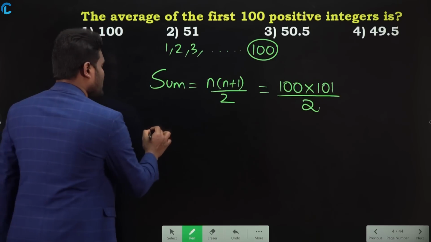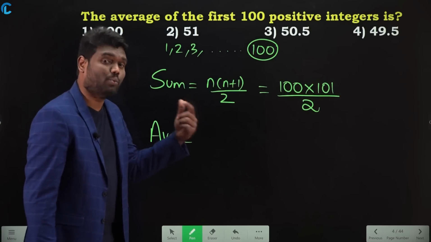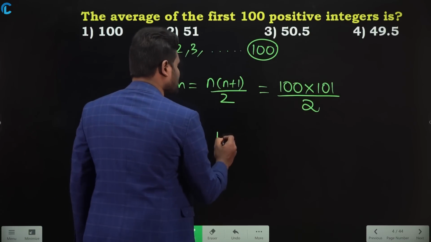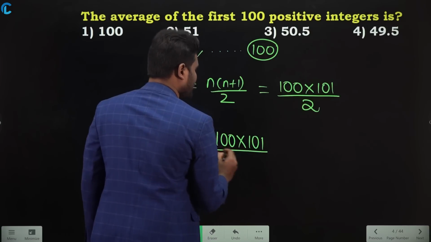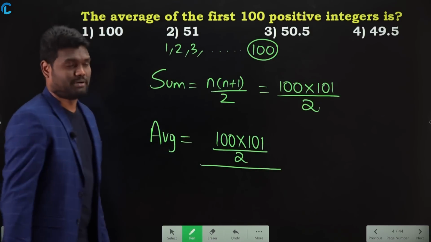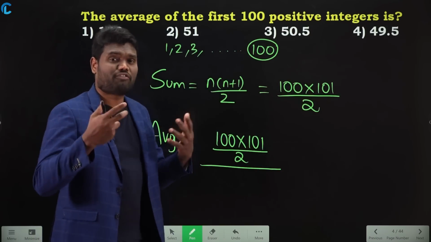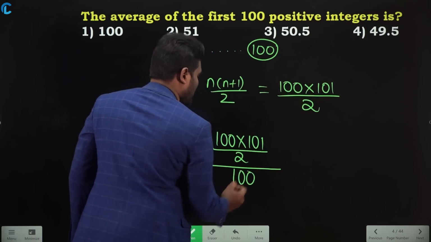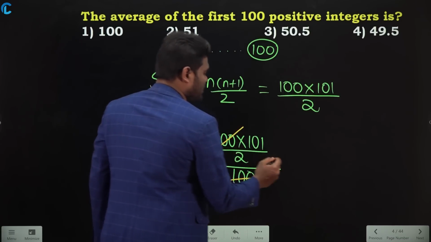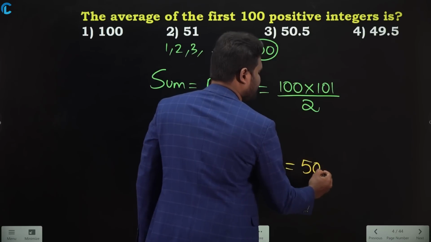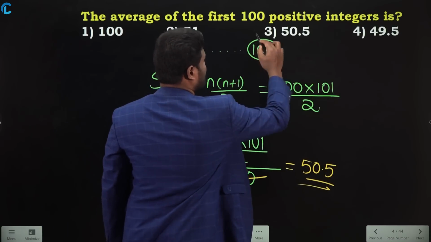But what is the question asking? The question is asking us to calculate the average. Average is the sum of numbers divided by the number of numbers. So the sum of numbers is 100 into 101 divided by 2, divided by the number of numbers. How many numbers do you have? 1, 2, 3, 4, 5, 6, and so on up to 100, which means the number of numbers is 100. Yes or no? Now calculate this. 100 gets cancelled. 101 by 2 is 50.5. So the answer is 50.5, which is option 3.